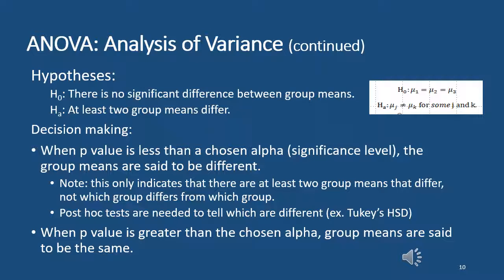When you work on Cronk Chapter 7, he will walk you through how to do a post hoc analysis using Tukey's HSD post hoc test. There are others. And if the p-value is greater than the chosen alpha, the group means are said to be the same, and you do not need to continue on and do a post hoc test.